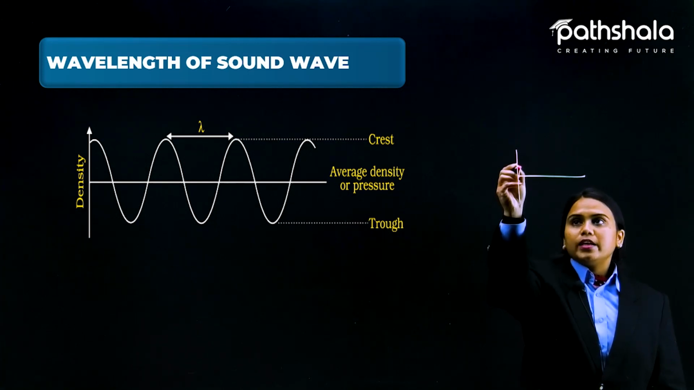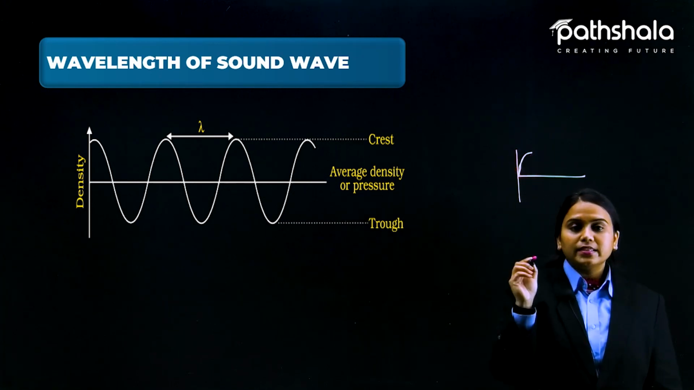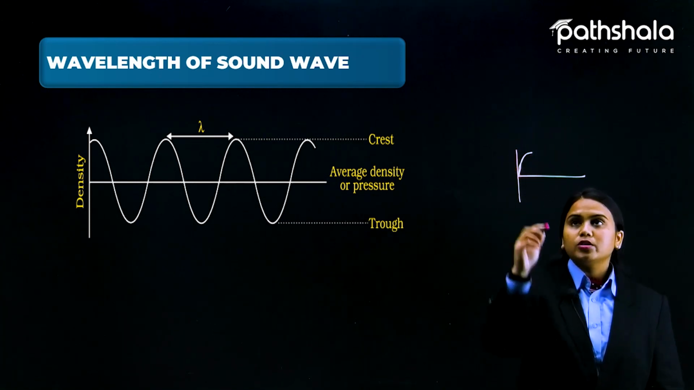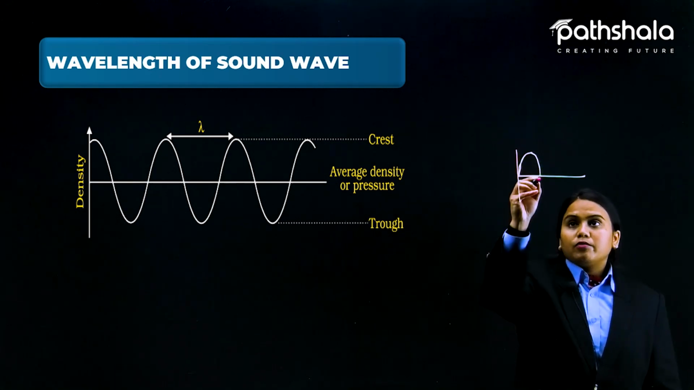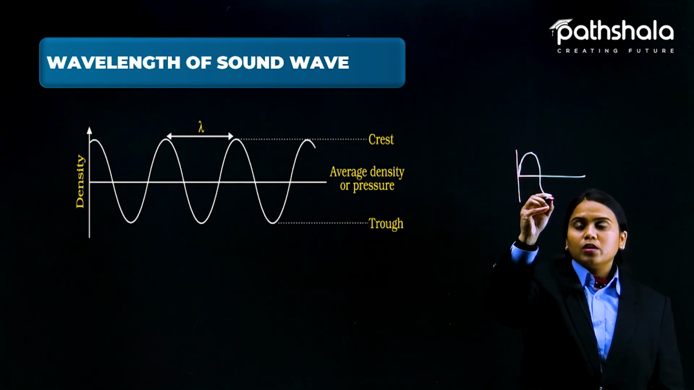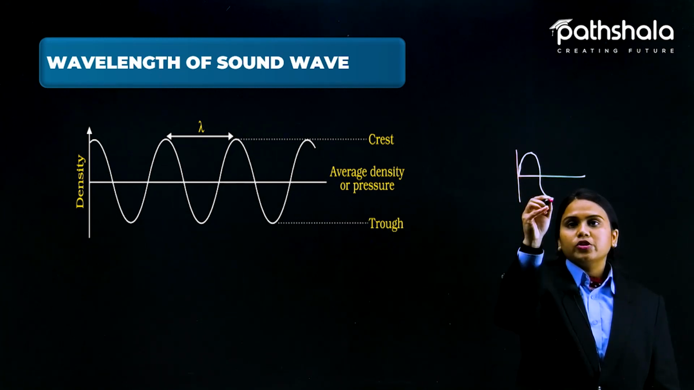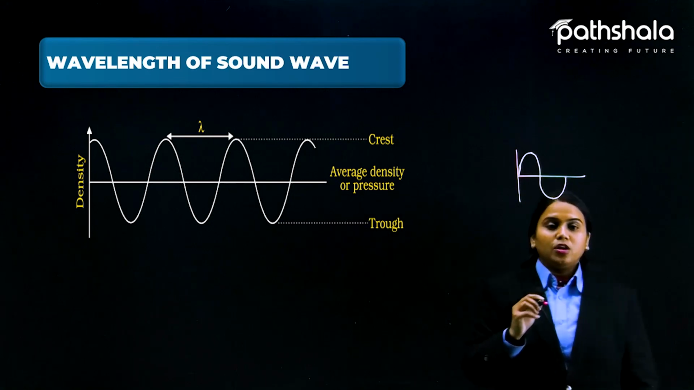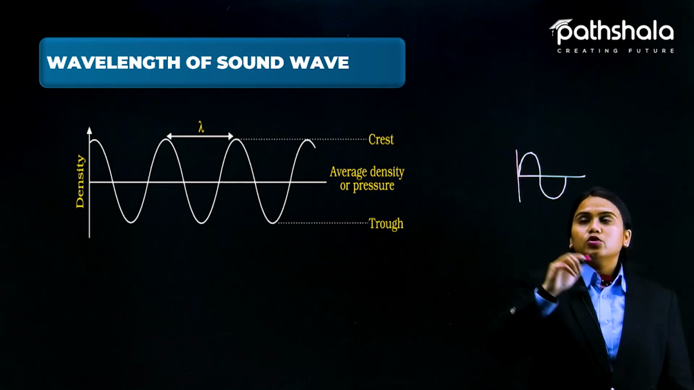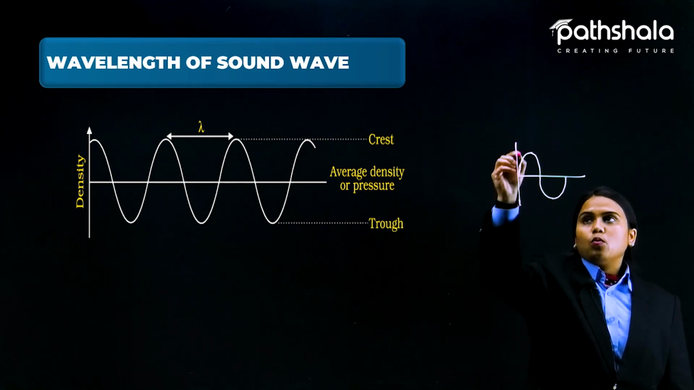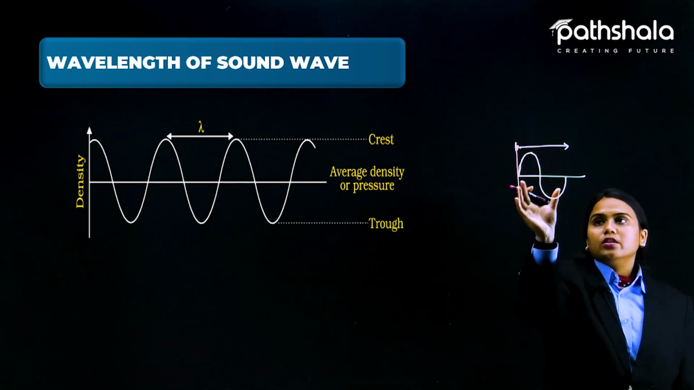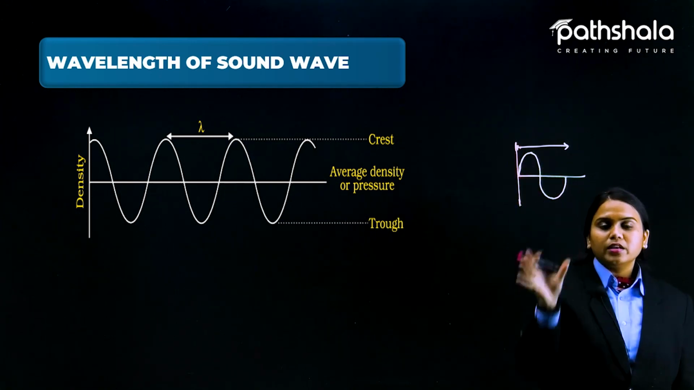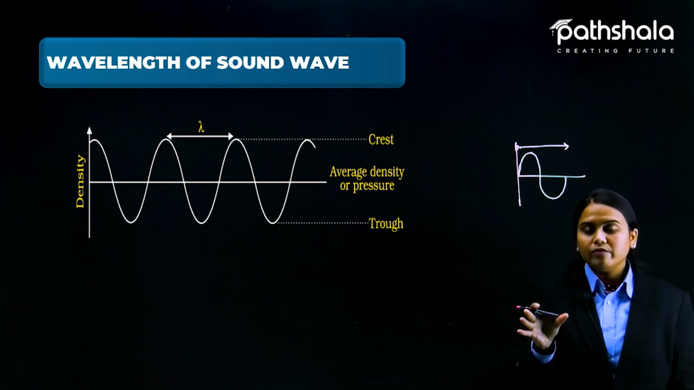Supposedly it is starting from here and going to the highest peak, that is the maximum displacement from its mean position, then back to the mean position, and again from here to the next opposite extreme position, and then back to the mean position. So this is one complete oscillation. So in this diagram, the wavelength is the length from here to here. The distance covered from here to here is the wavelength.